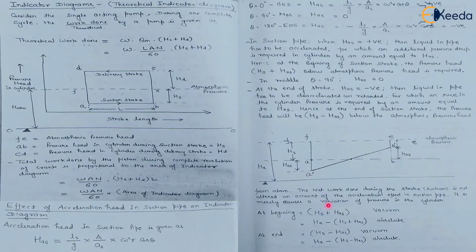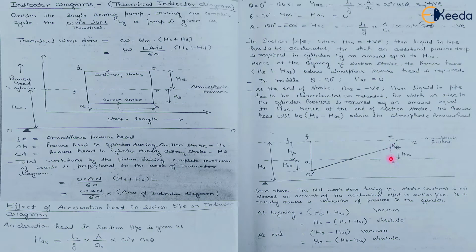What is the absolute value? The absolute value will be Ha minus (Hs plus Has). Okay, this one is at the beginning of the stroke. At the middle, theta is 90, so this will be 0. It will be here. And at the end of the suction, what will happen? At the end of the suction, there is a retardation. That means acceleration is reducing. It means velocity is decreasing. Velocity is decreasing, so pressure will increase.